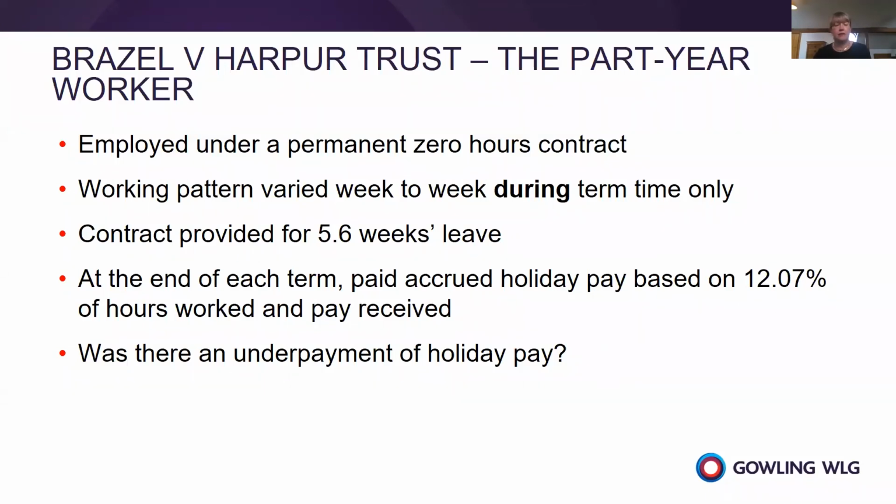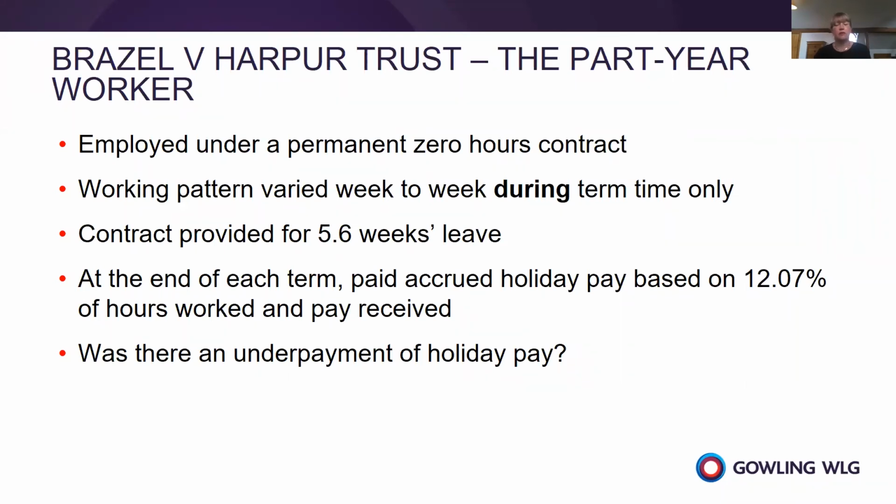So she was basically just working week to week during term time, and her contract provided that she was entitled to 5.6 weeks leave. So at the end of every term, the school applied the golden formula. They applied the 12.07%, and then they paid her holiday. Mrs. Brazel looked at this and said, well, actually, I'm entitled to the full 5.6 weeks leave, and that's what I should be paid. So I've suffered an unlawful deduction of wages.